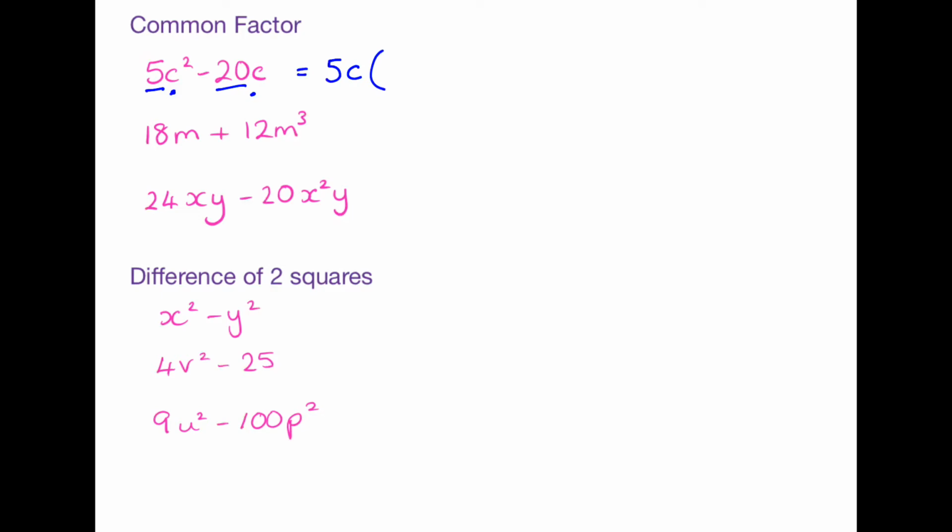Okay, remember what you're trying to put outside the bracket is the biggest thing, so that when you multiply out the bracket, you get what you started with. Okay, so inside this bracket then, 5c times this thing has to give us 5c squared. So that means that needs to be a C. And then 5C times this thing has to give us minus 20C. So it's going to have to be a negative. 5 times 4 is 20.